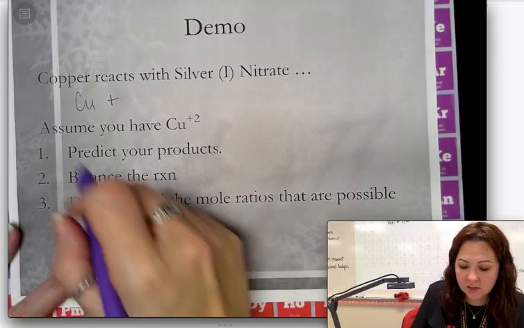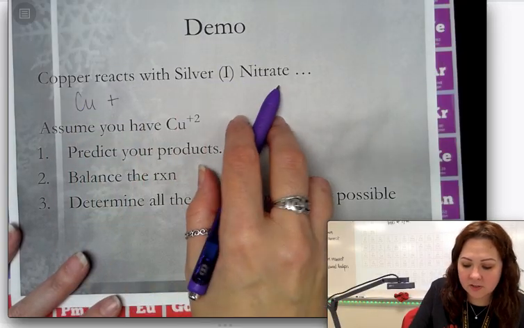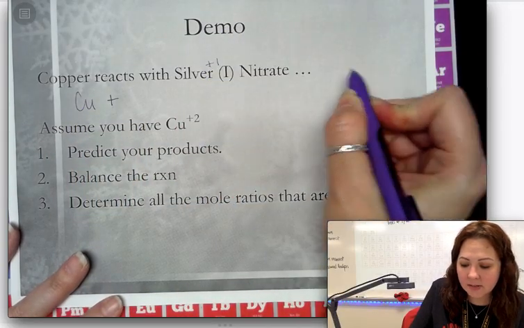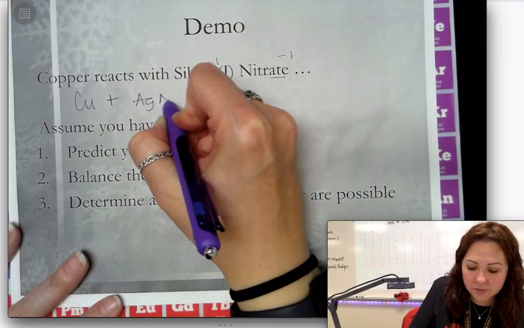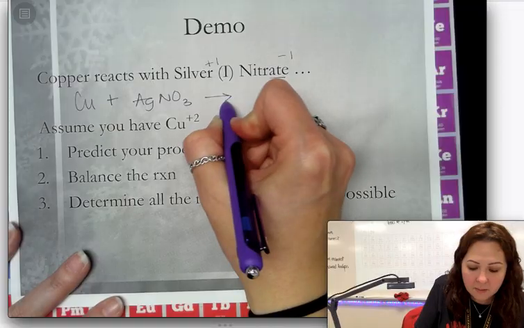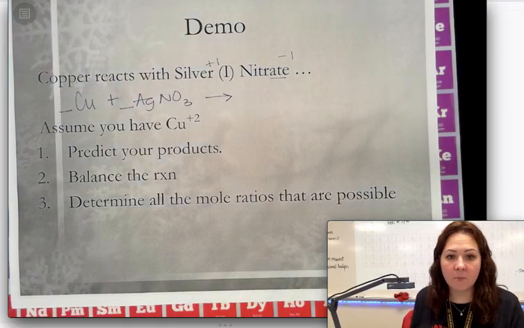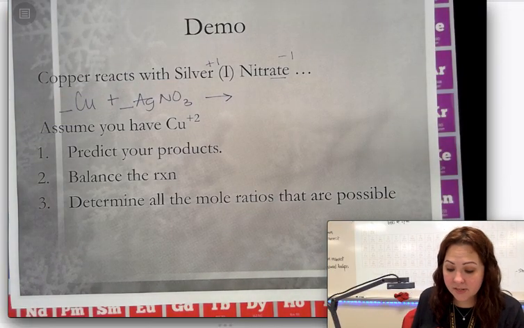Copper is reacting with silver 1 nitrate. So that means that silver has a +1 charge. Nitrate is NO3 -1. So you end up with AgNO3, +1 and -1 charge. I'm going to have to balance this out eventually, so I'm going to leave a place to balance it. I need to predict my products.